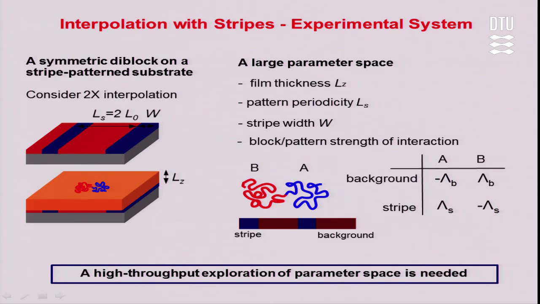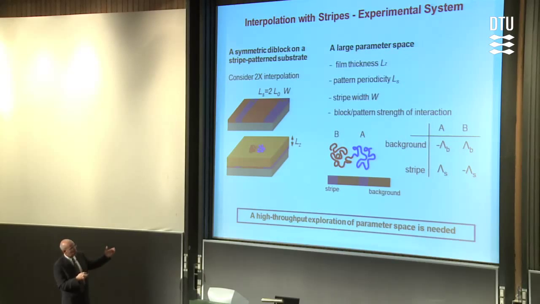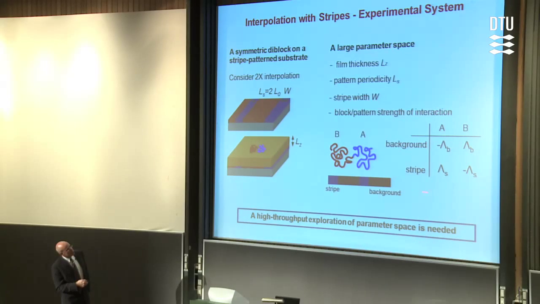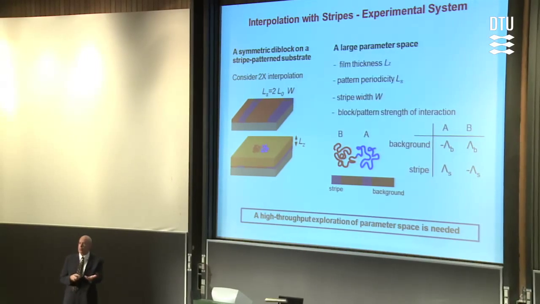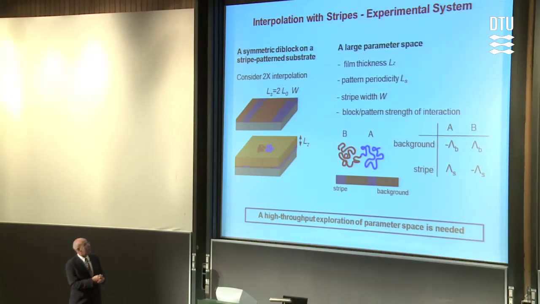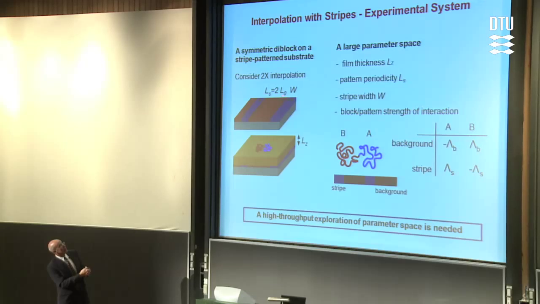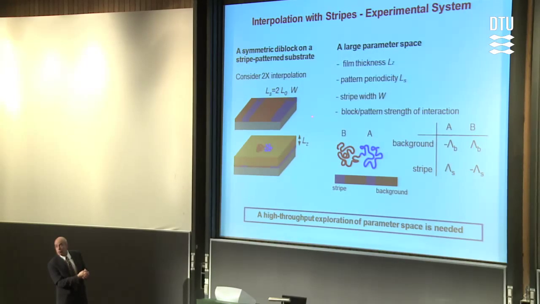We didn't know anything about stripes. So we started to do the same thing that we had done with the spheres, but on stripes. We only want to pattern one stripe for every 2 blocks. So we're interpolating, just as we did before, half of the lines as opposed to all of the lines. The parameters become the interactions of the stripes with the blocks, and then the mismatch between LS and L0 and the width of the stripes.